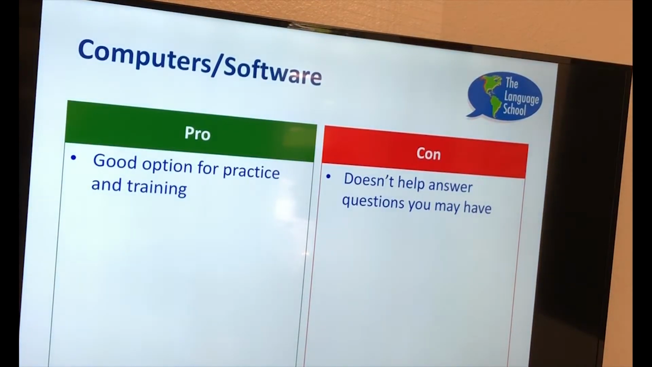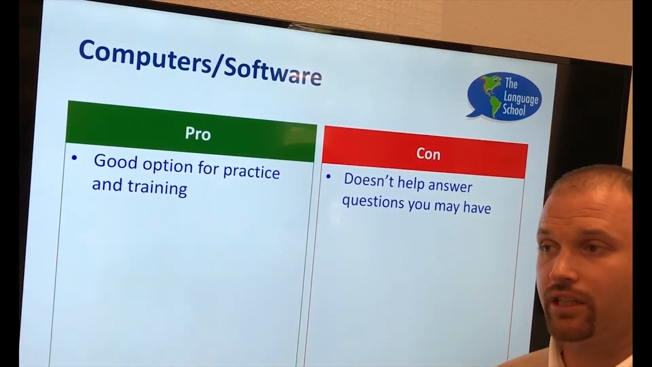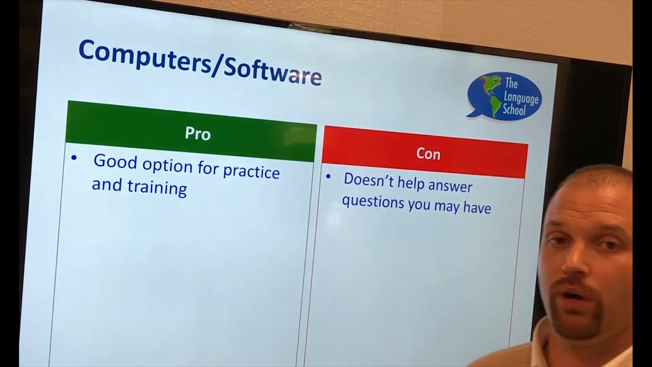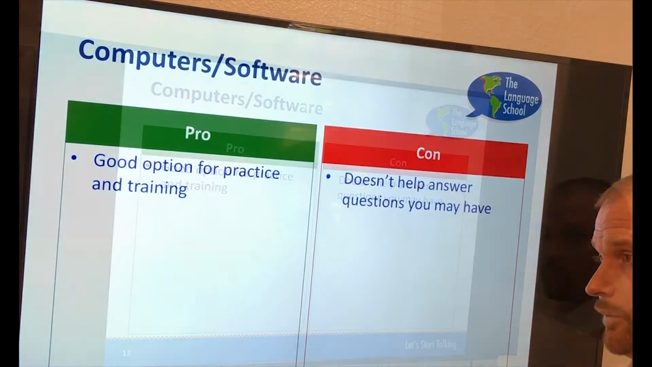I also, especially for Rosetta Stone, I really like that they have a voice recognition technology, so you're actually speaking to the computer and it will tell you if you're not saying something the right way. So it's actually pretty good about helping you perfect your accent as well.